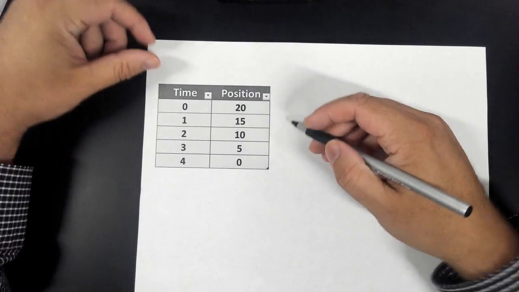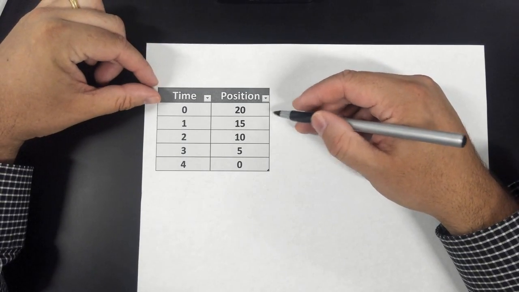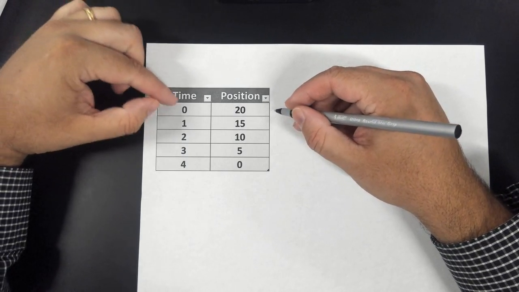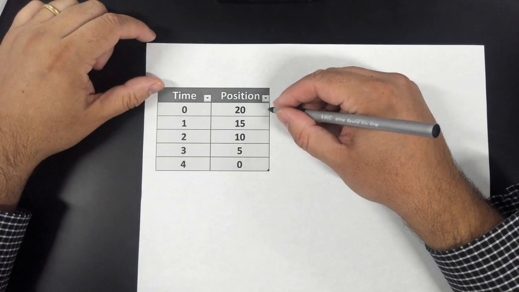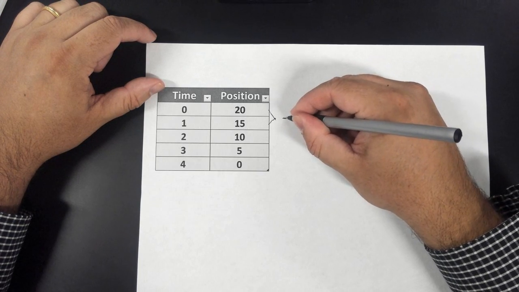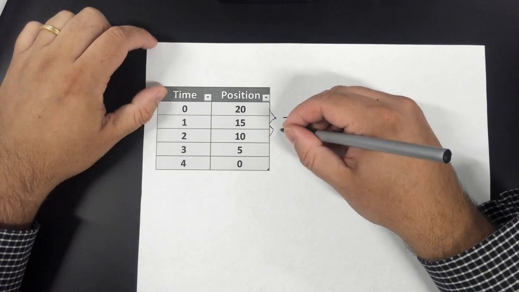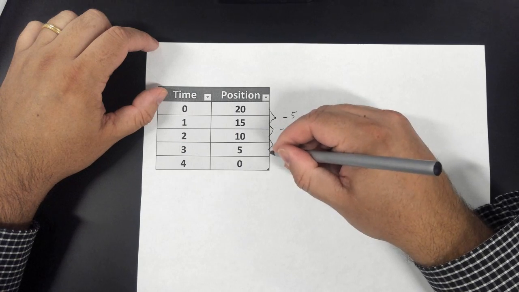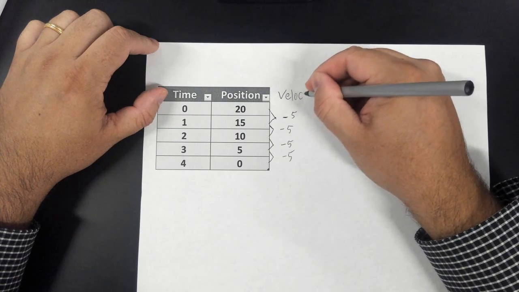If you have the time and position, we can find what the velocity is. Velocity is the change in position divided by the change in time. But this time changes by 1 here, so this is going to make it easy for us. We just have to see how much it changes from 1 second to another, and that would be minus 5. Between 15 and 10 is another minus 5. Between 10 and 5 is also minus 5. And between 5 and 0 is minus 5.